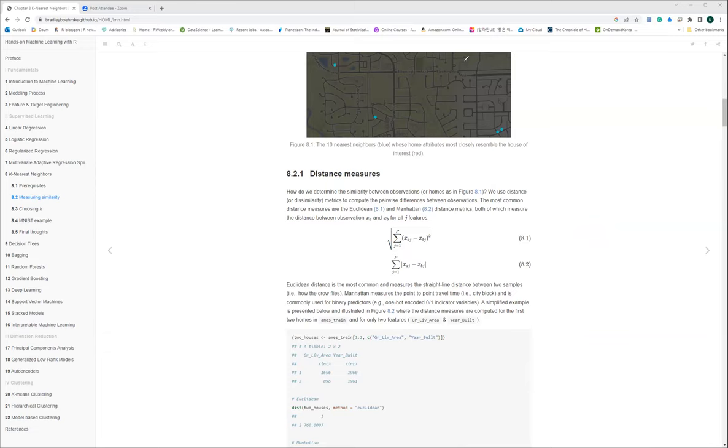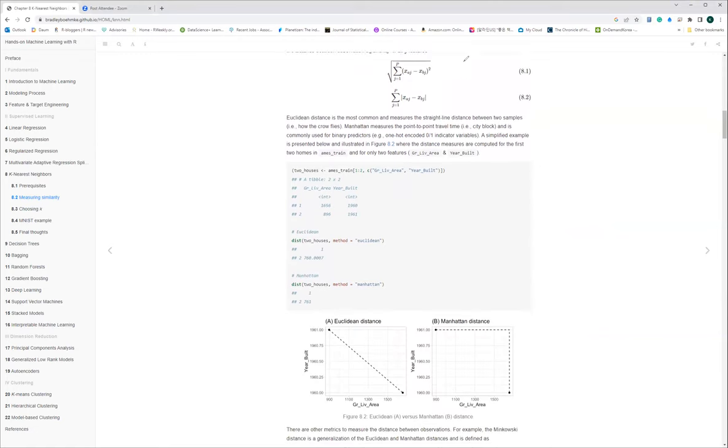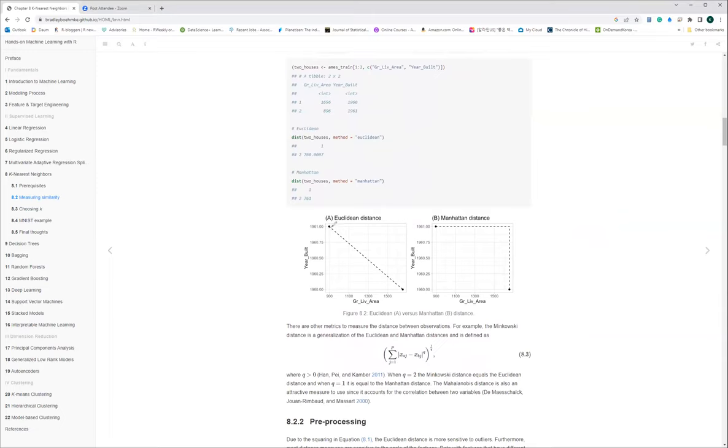Okay, and then let's move down here. You see here, the Euclidean distance is the shortest, straight-line distance between the two points. The closest, straight-line distance is like this, and the formula is up at the top. The Manhattan distance is the absolute value, so it is always a perpendicular kind of movement, a perpendicular distance move to get from one point to the other.